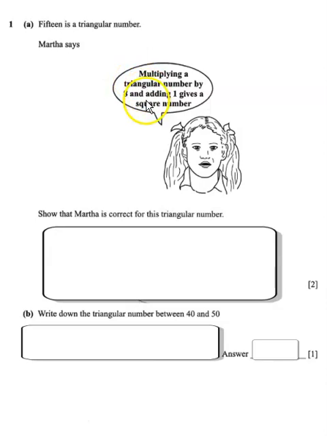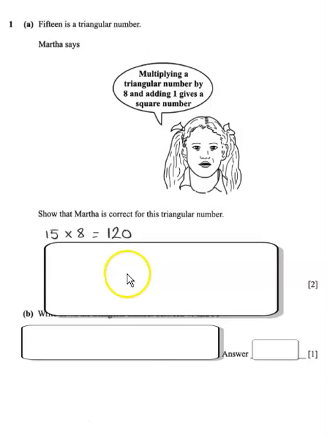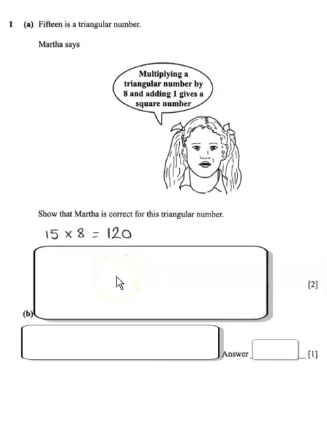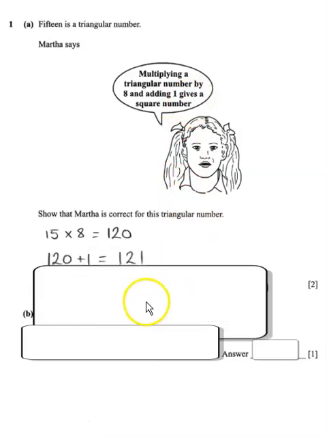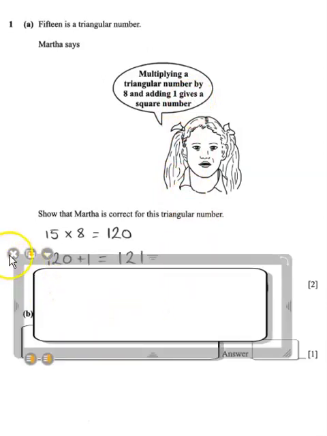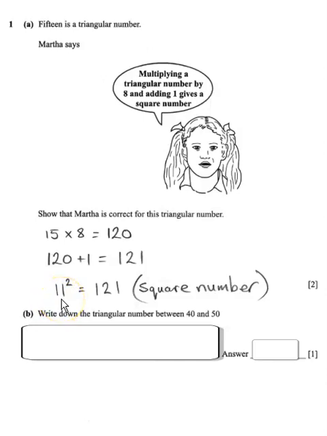Martha says multiplying a triangular number by 8 and adding 1 gives a square number. Show that Martha is correct for this triangular number. So the first thing we do is just multiply by 8, which is 120, and then we add 1, which is 121. And we can see that 11 squared, or 11 times 11, is 121. So this is a square number.